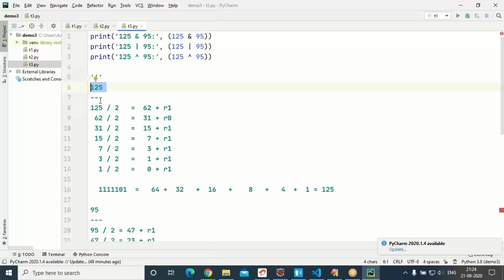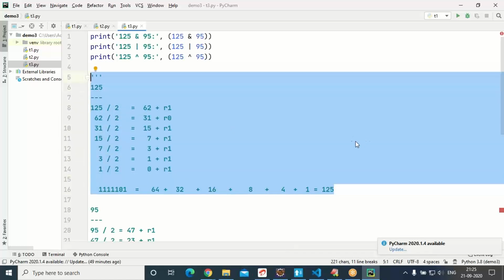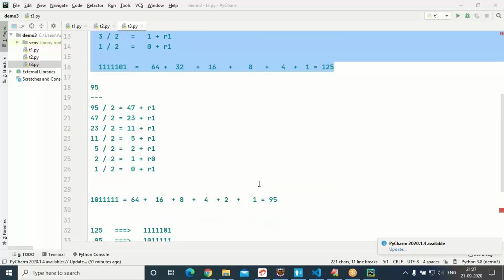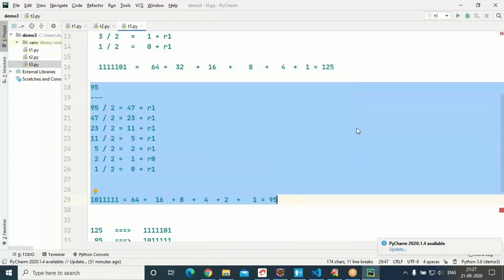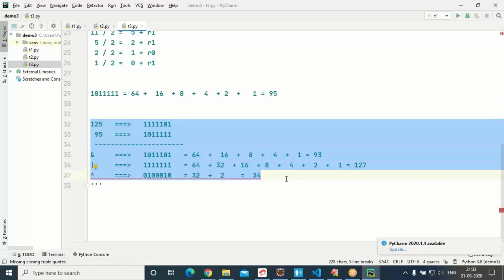Binary representation for 125. This is the binary representation for 125. Binary representation for 95. Now, come to the logical AND, OR, XOR.